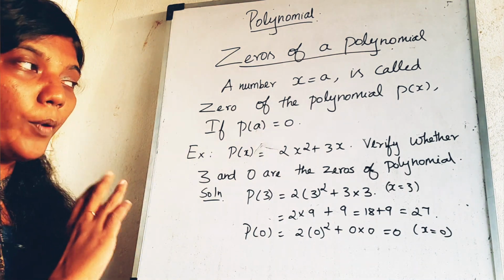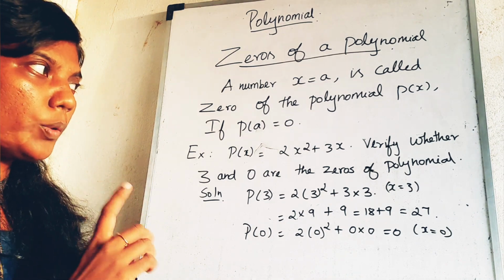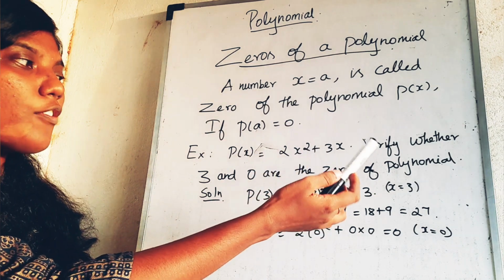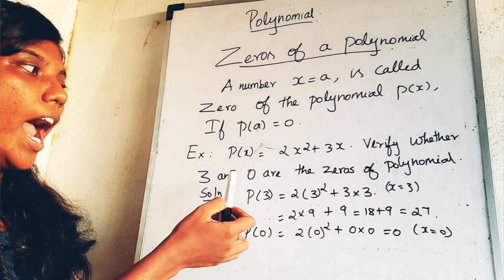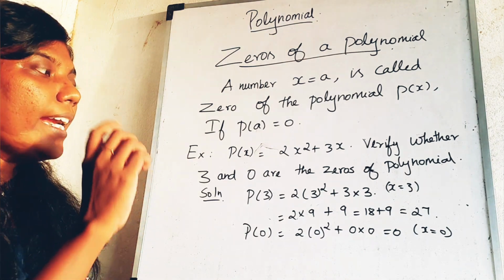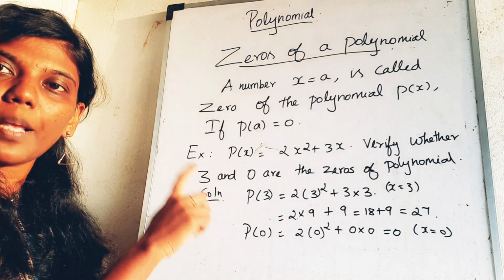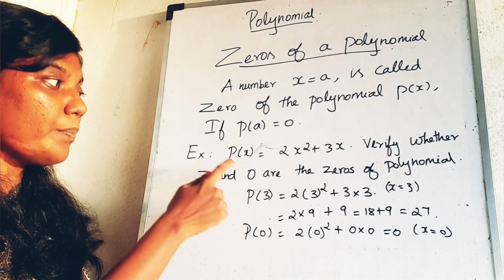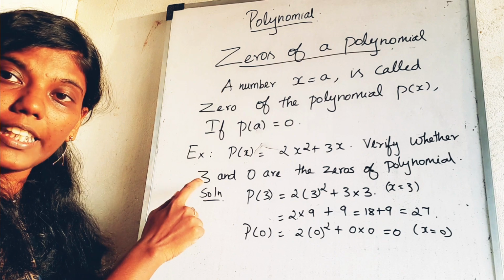So you have a polynomial, that is p of x as 2x squared plus 3x. What you have to do is verify whether 3 and 0 are the zeros of the polynomial. So how to find that? In the place of x, you have to substitute the values, that is, the numbers. So here you have to check 3 or 0.